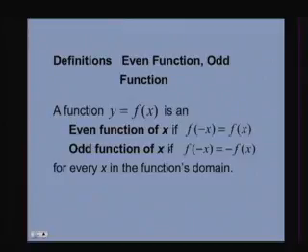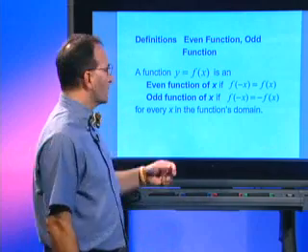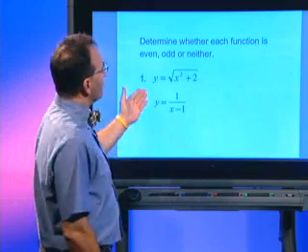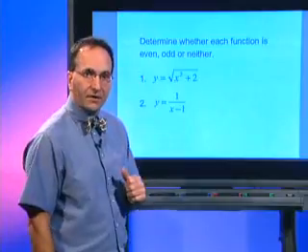A function y equals f of x is an even function if f of negative x is equal to f of x. It's an odd function if f of negative x is equal to negative f of x for every x in the function's domain. So I think the best thing to do here is to look at an example so we can determine whether the following functions are even, odd, or possibly neither.